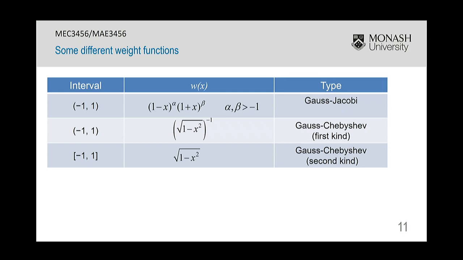Just as an example of a few different weight functions here, it turns out the intervals for all of these three are minus 1 to 1. The weight functions are actually moderately complex for the Gauss-Jacobi quadrature. 1 on the square root of 1 minus x squared for Gauss-Chebyshev of the first kind, square root of 1 minus x squared for Gauss-Chebyshev of the second kind, and there's a whole range of other terms as well.